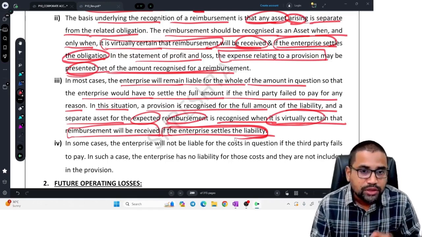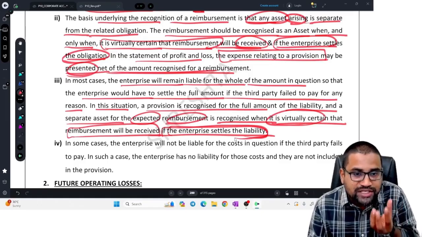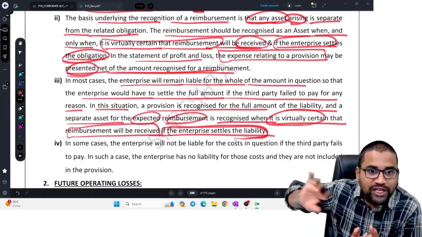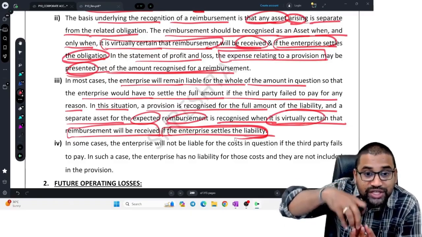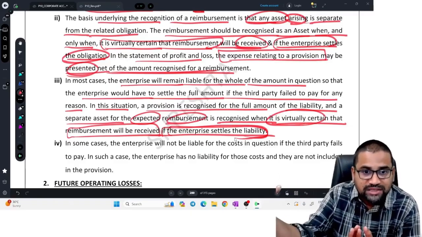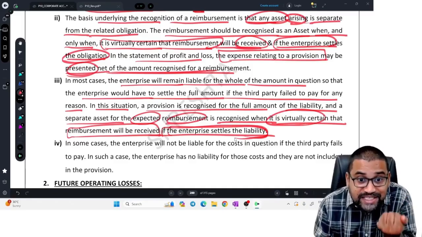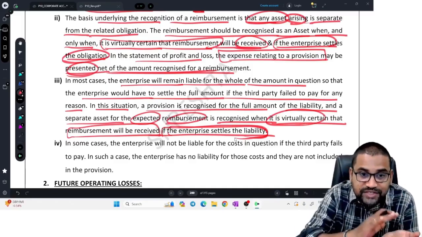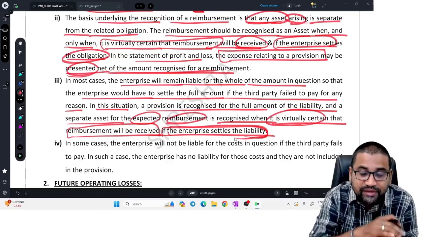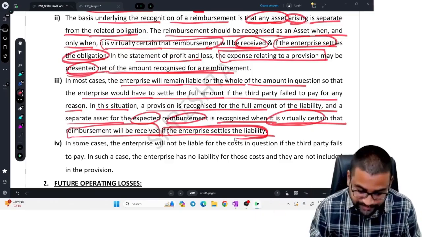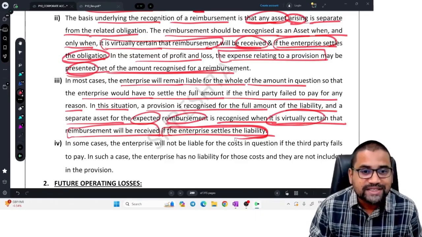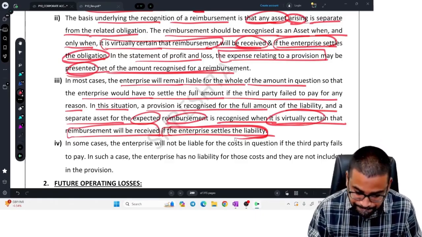Suppose, for example, you have taken the insurance amount, but you have not given it to the employees who have been injured. That means you have not used this amount for the obligation. Then you should not recognize this as your asset. Therefore, it is virtually certain that you are going to receive it, and after that you are going to use it for the obligation, to meet the provision, then you can recognize this reimbursement as your asset.